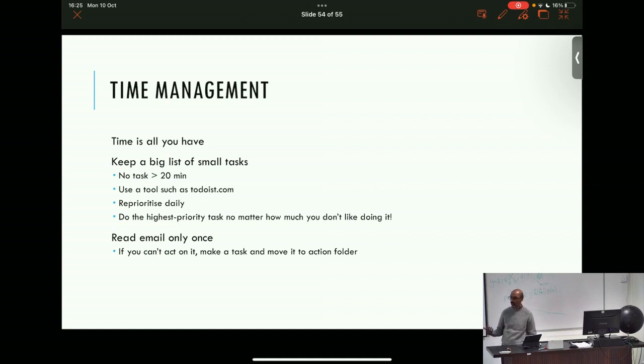So this big list of small tasks, those tasks are small, you reprioritize them, and you always do what's at the head of the list, no matter how you hate doing it. You will never miss a deadline. So I've been doing this for more than 20 years. I've never missed a deadline. Not one single deadline, ever.